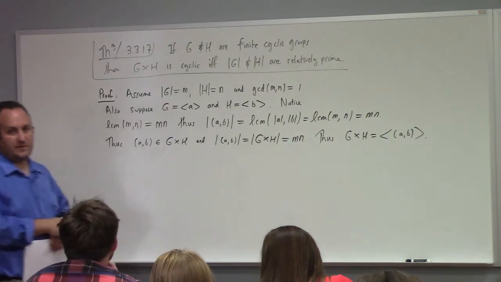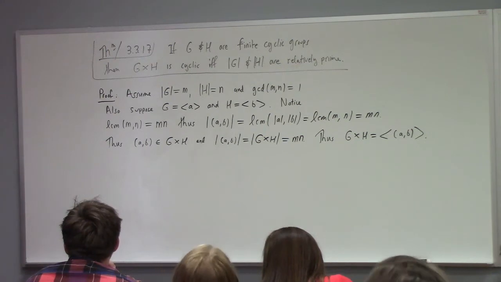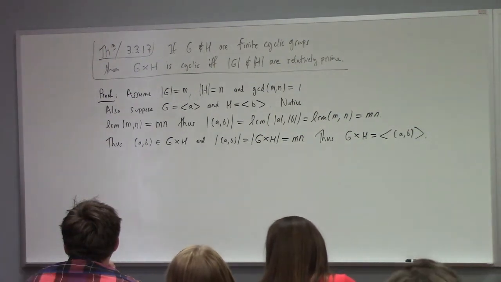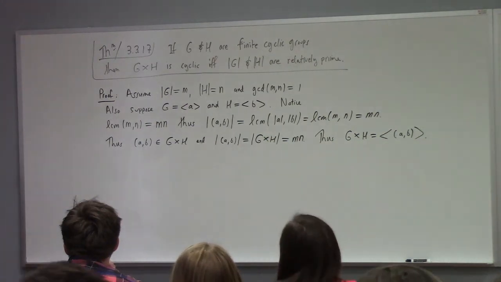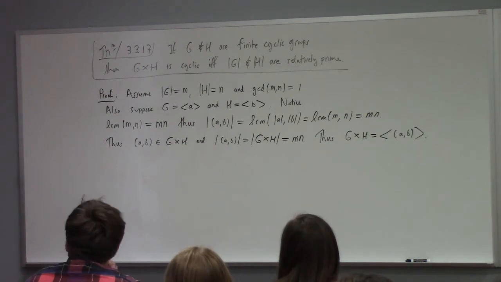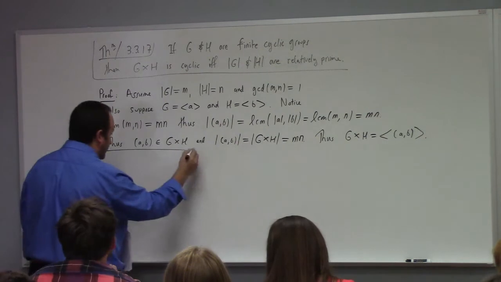This proof is worth going through because it's not just a proof, it's also general advice. If you want to find a generator for the Cartesian product of two finite cyclic groups of relatively prime order, the generator is obtained by just taking a pair of generators. So this is a guide for how to construct the generator in G cross H, not just a proof. There's computational wisdom in this proof.